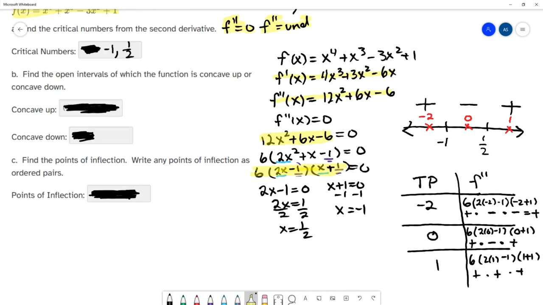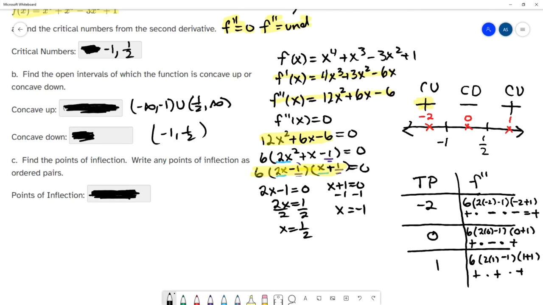Now, when the second derivative is positive, that tells us that our function is concave up. And when the second derivative is negative, that tells us our function is concave down. So I now know the intervals of concavity. So the function is concave up from negative infinity to negative 1, union with 1/2 to infinity. And it's concave down from negative 1 to 1/2.